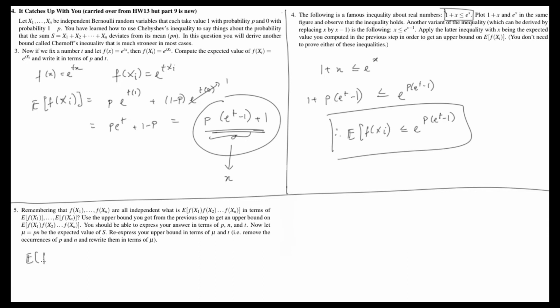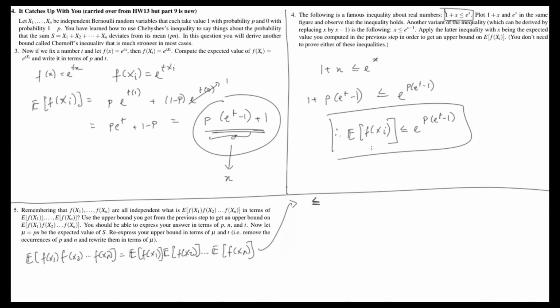First of all, from independence, we're trying to find the expectation of the product, not the probability. The expectation of f of x1 times f of x2 all the way to f of xn is just equal to the expectation of f of x1 times the expectation of f of x2 all the way to the expectation of f of xn. Let's just go there. What did we find from the previous part?